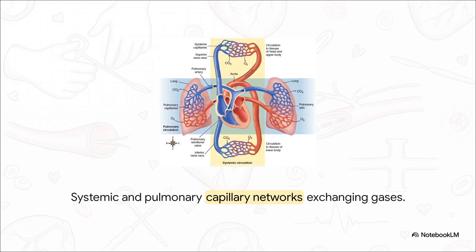At the end of the day, it's all about the exchange happening at the capillary level. The pulmonary circuit drops off the carbon dioxide waste and picks up fresh oxygen from the lungs. Then the systemic circuit rushes that beautifully oxygenated blood out to the tissues, the brain, the kidneys, the skeletal muscles, dropping off that vital oxygen and picking up the waste to start the whole shebang all over again.